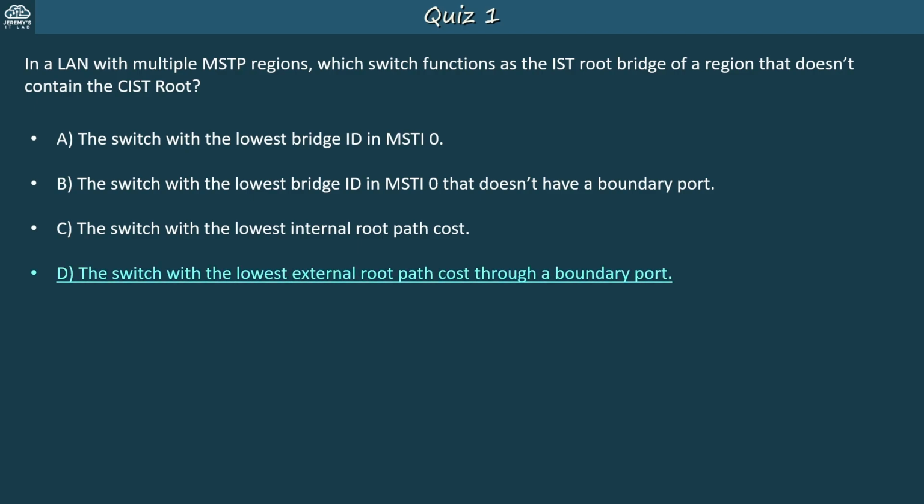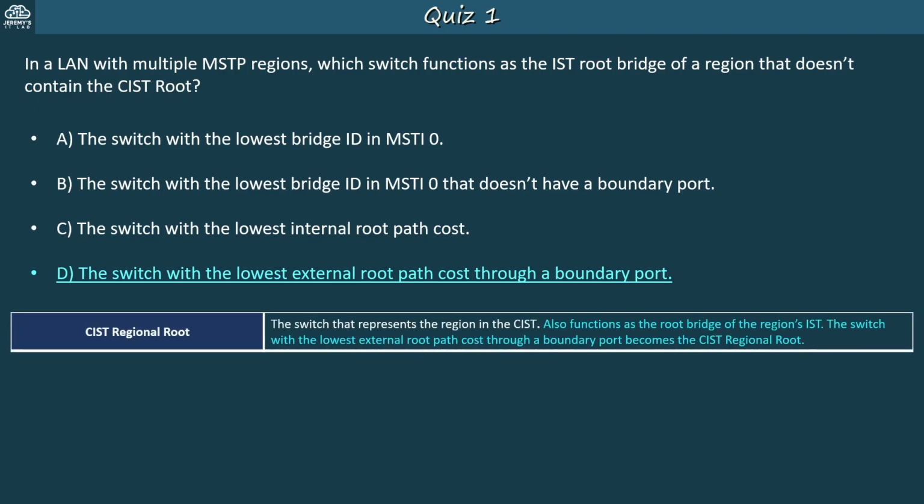Okay, the answer is D, the switch with the lowest external root path cost through a boundary port. In a LAN with multiple MST regions, a region's CIST regional root functions as the region's IST root bridge. If the region contains the CIST root, the CIST root is that region's CIST regional root. But the question specifies a region that doesn't contain the CIST root. In that case, the switch with the lowest external root path cost through a boundary port becomes the CIST regional root, and therefore the IST root. Here's that definition again from the chart with the relevant parts highlighted.